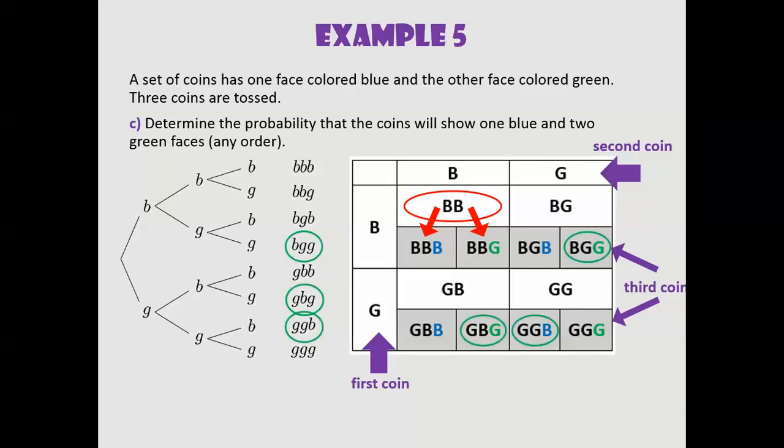So the probability that you get 1 blue and 2 greens is going to be 3 out of 8, or 37.5%.